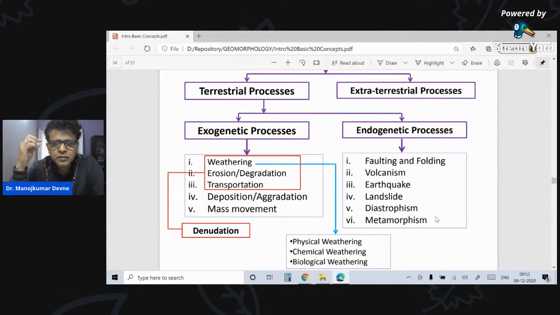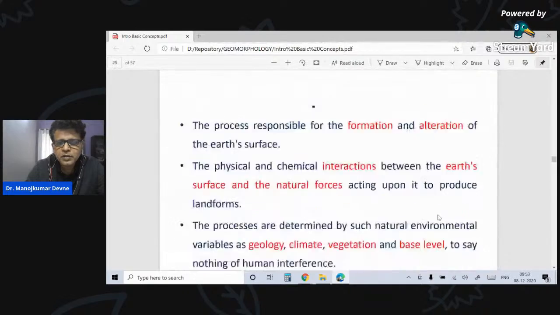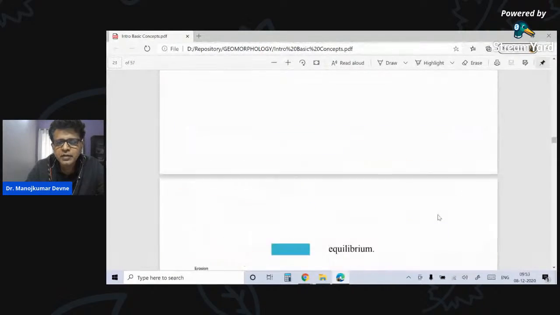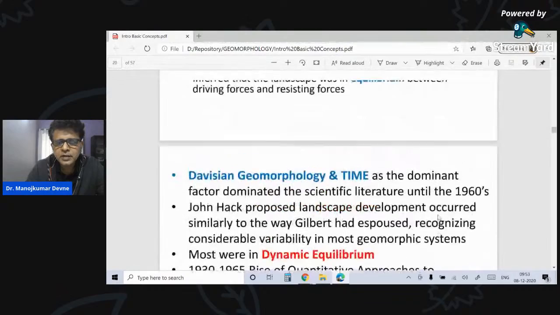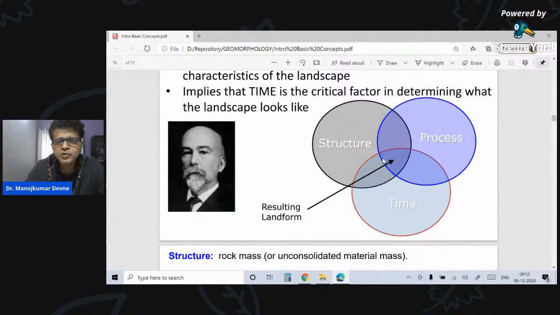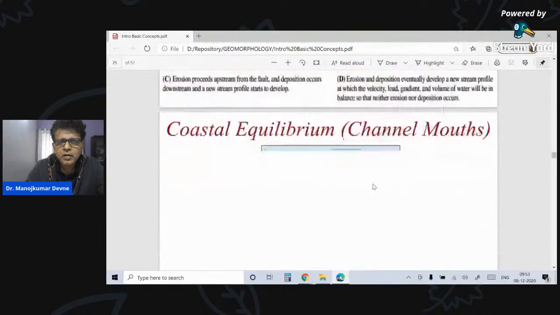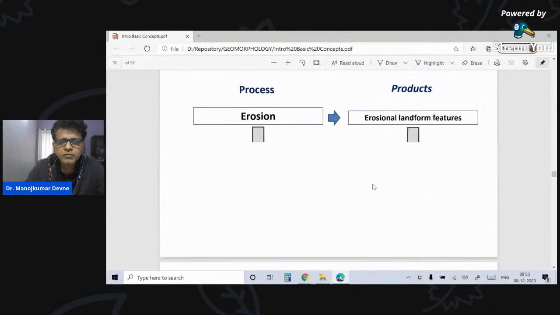I could say that what Davis referred to as structure and process is, structure comes from endogenetic processes, and exogenetic processes is what did he say? Just to go back very fast and come back here. Let us see what he had to say about it. You will see structure, process, and time is what he says. Let's go back to where we were here.